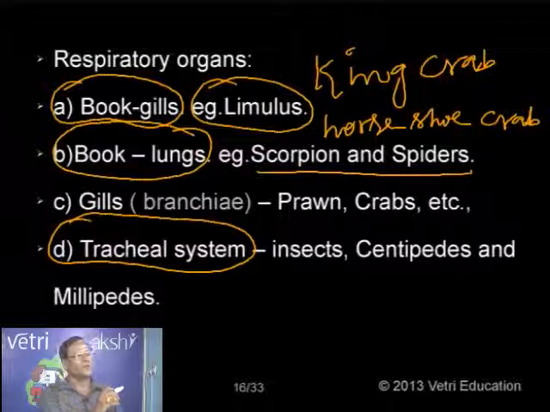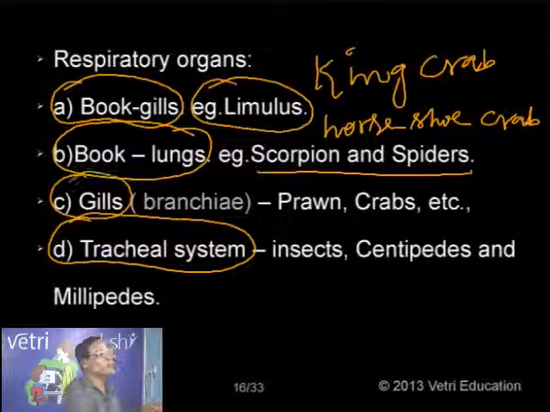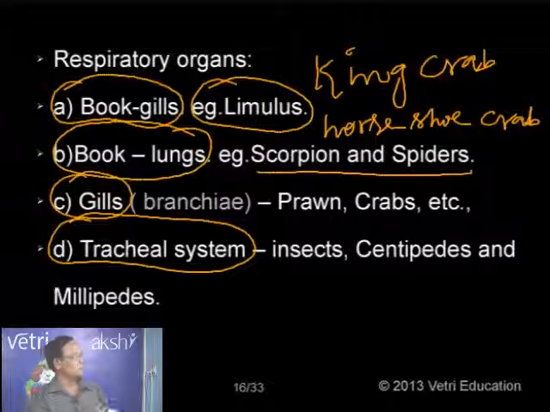Then gills. As a general rule, in the case of all the aquatic forms, we have the gills, or branchiae. They are also named ctenidia or lamellae, based on their structure. So here it is called branchiae, gills, as in the case of aquatic animals like prawn, crabs, etc. So we have different types of respiratory organs: the gills, book lungs and gills. And now the tracheal system I mentioned already is also present in the case of spiders. In all the insects, in all the centipedes, in all the millipedes, we have the tracheal system, a branching system of tubes responsible for the respiratory process.